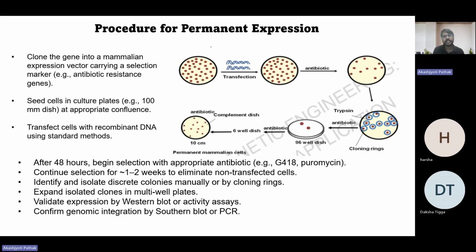Now, what is the procedure for permanent expression? Again, you have these cells growing in T25 flasks, and then you add the plasmid. Once you have transfected the plasmid, usually Lipofectamine-based transfection is done. Your plasmid will enter inside the mammalian cell, and then you have to do some selection, because if you have 1,000 mammalian cells, not all the cells will take up the plasmid.